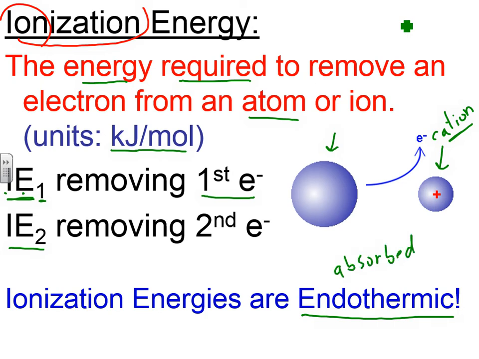The reason it's absorbed is because you are breaking a bond, in essence. You're technically breaking the bond between the electron and the nucleus. So because you're breaking that bond, you have to put energy in, as with breaking any sort of bond in chemistry, and that's why they are endothermic.